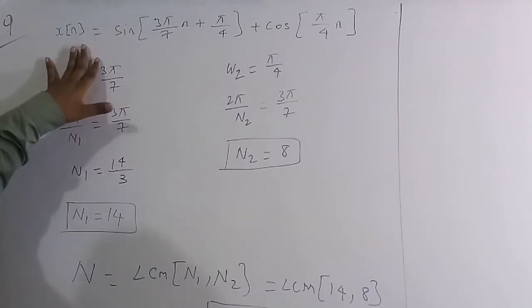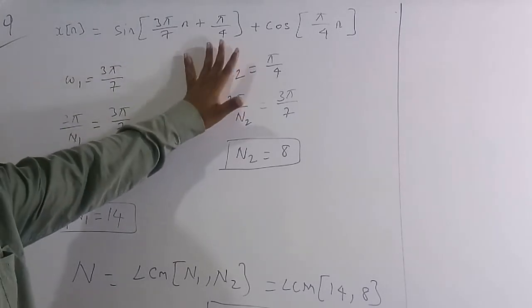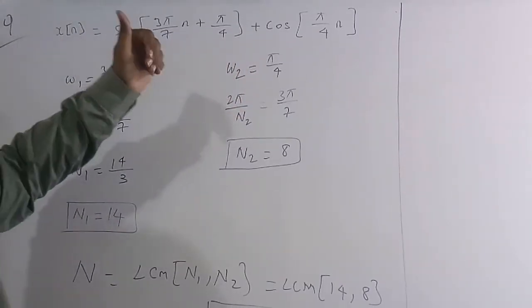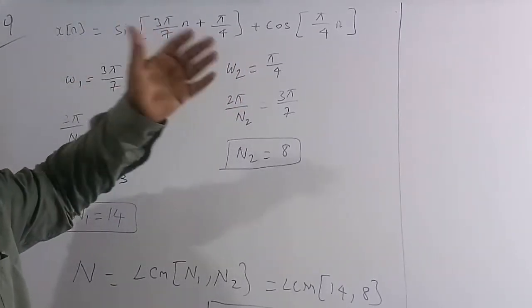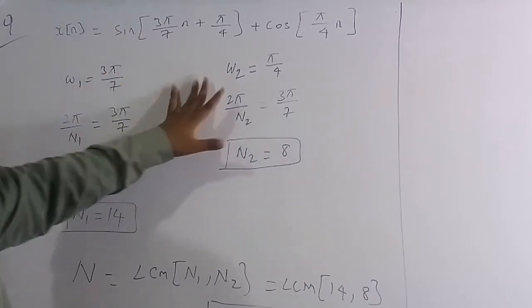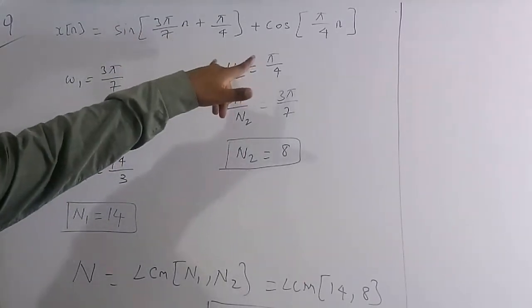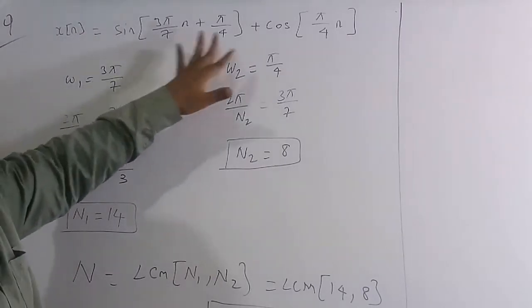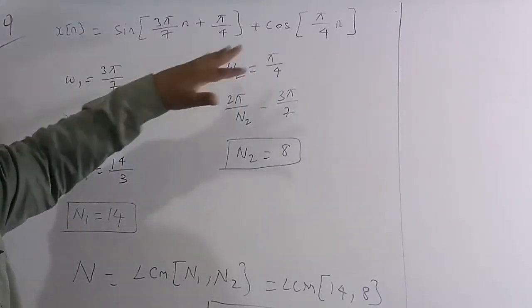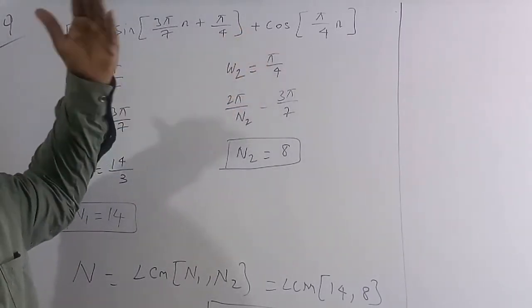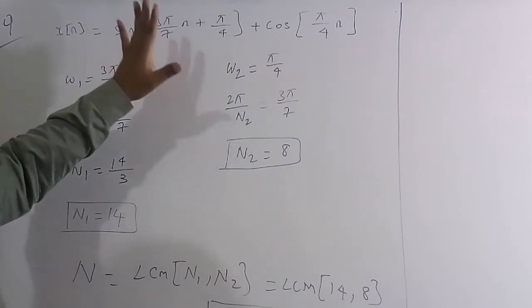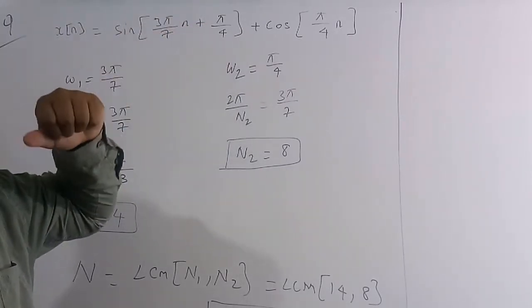This is the function they have given, x of n. We need to check whether this signal is periodic or aperiodic, and then comment on the period of this signal if it is periodic. Here it is a summation of two signals. So now we need to check whether these two signals are periodic or not. If these two signals are periodic, then compulsorily their summation is also periodic in the discrete time domain. But this is not the case in the continuous time domain.